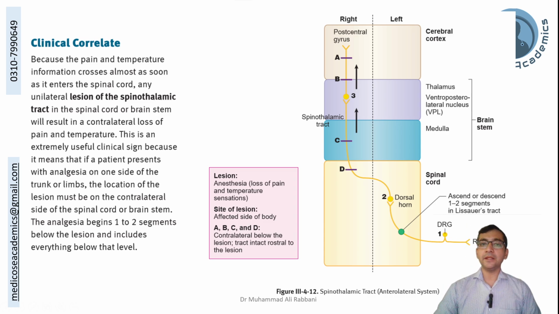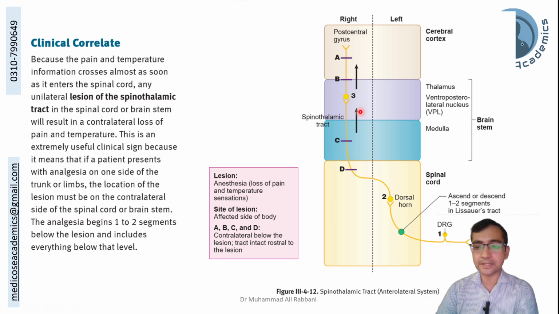We'll see. Any lesion in the brain, any lesion in the thalamus, any lesion in the brainstem, any lesion in the spinal cord will lead to contralateral loss of pain and temperature, because the signal coming from the receptor has already crossed the midline and has come up.